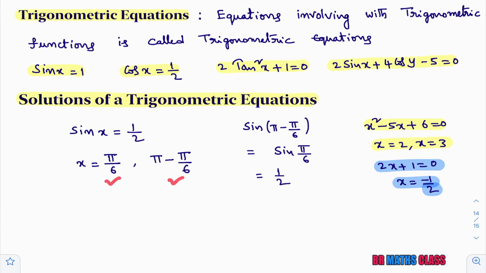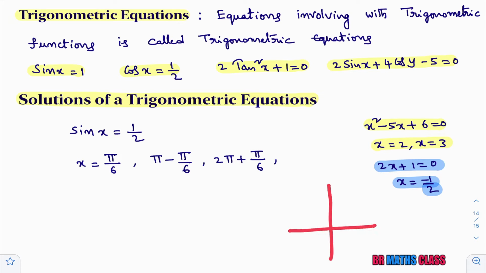Similarly, I'll get the solution in fifth quadrant also. Fifth quadrant means it is nothing but first quadrant. You observe first quadrant, second quadrant, third quadrant, fourth quadrant, fifth quadrant. Fifth quadrant is nothing but first quadrant only. We know that 2 pi plus theta lies in first quadrant. If I calculate sine of 2 pi plus pi by 6, then again I'll get 1 by 2. Therefore, 2 pi plus pi by 6 is a solution of given trigonometric equation.